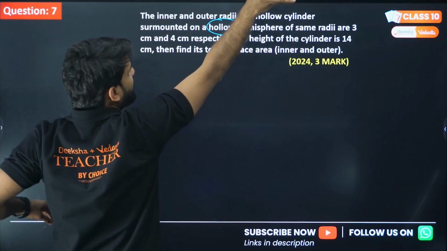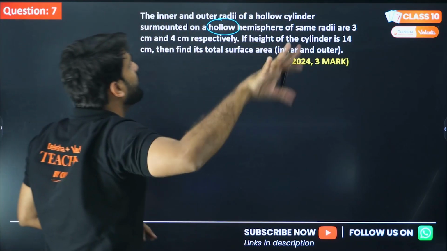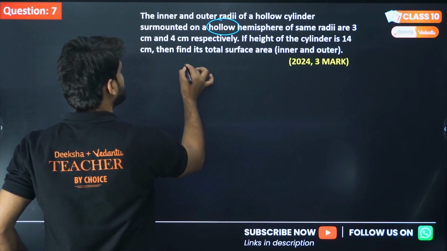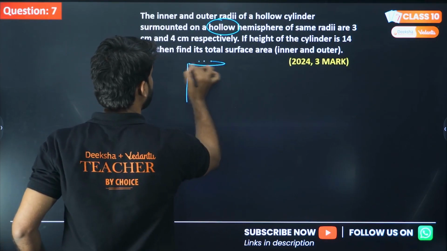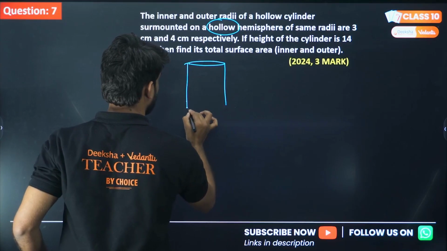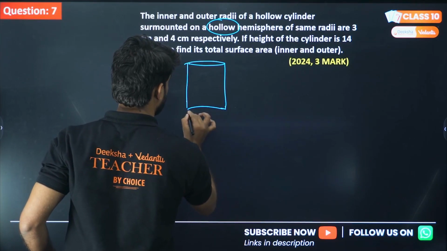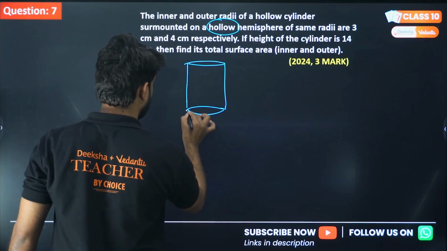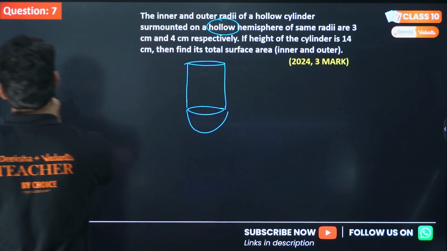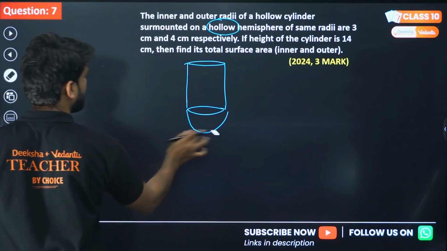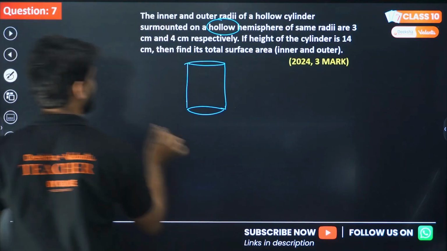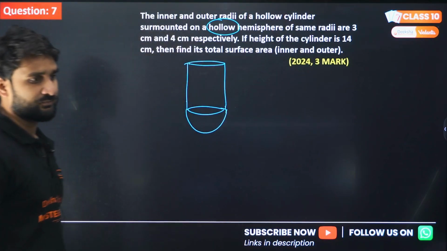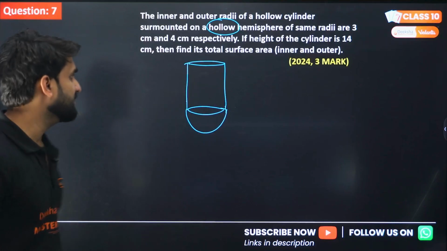The inner and outer radii of a hollow cylinder surmounted on a hollow hemisphere. Okay, so there is a hemisphere. I'm drawing the cylinder first. So let's say this is the cylinder here, and this is surmounted on the hemisphere. The hemisphere is not drawn well, so let me draw it again. This is the hemispherical end, and this cylinder is surmounted on this hemisphere.